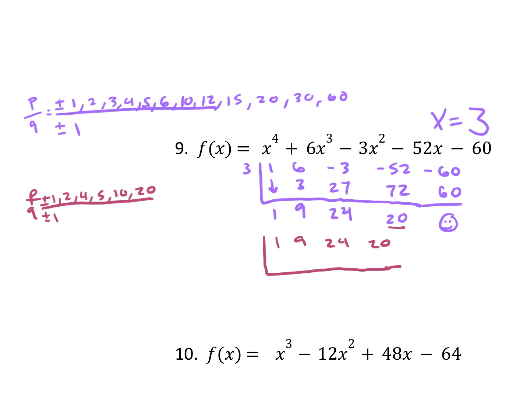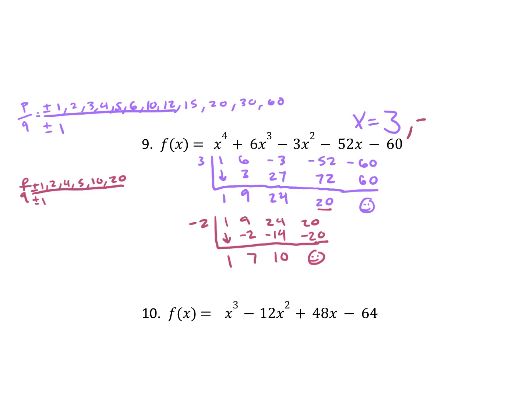Negative what? We can try -2. Drop down the 1. This would be -2. 7, -14, 10, -20, 0. Alright, so -2 also works, so add that to the list.